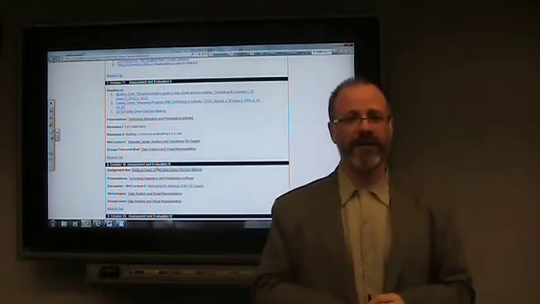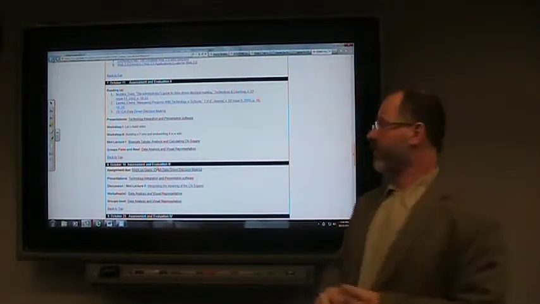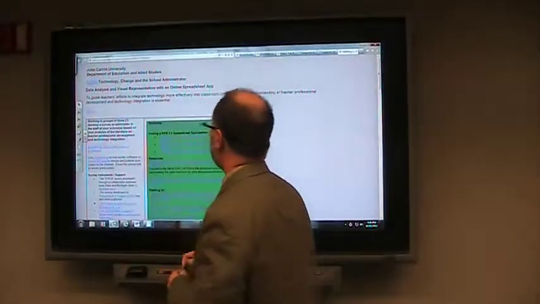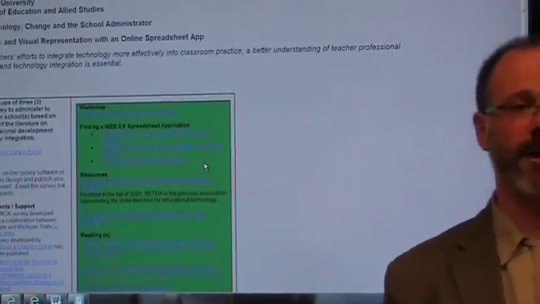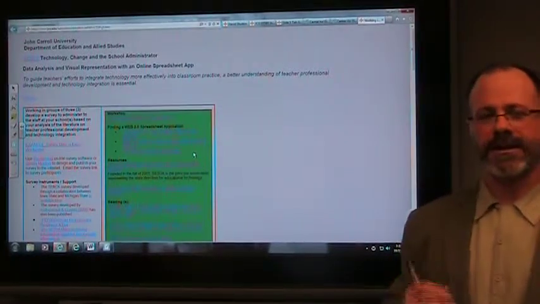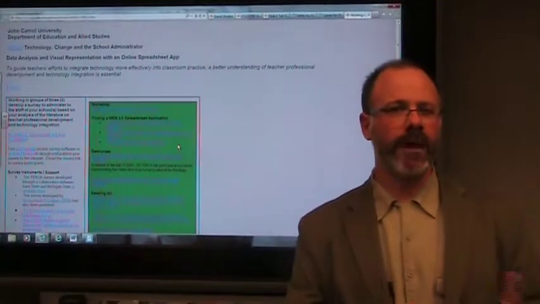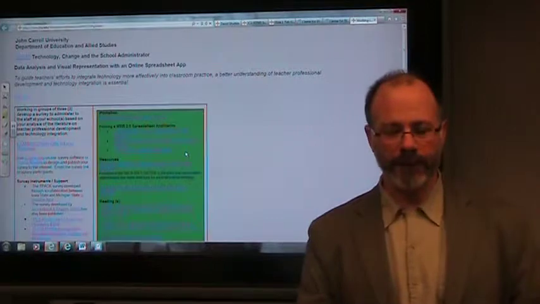We're switching units after that wonderful series of presentations last week. We're starting a new unit now, and that's going to be on data analysis and visual representation with an online spreadsheet app. Really what we're talking about here is data-driven decision-making as one of the standards of the National Educational Technology Standards for school administrators, okay?